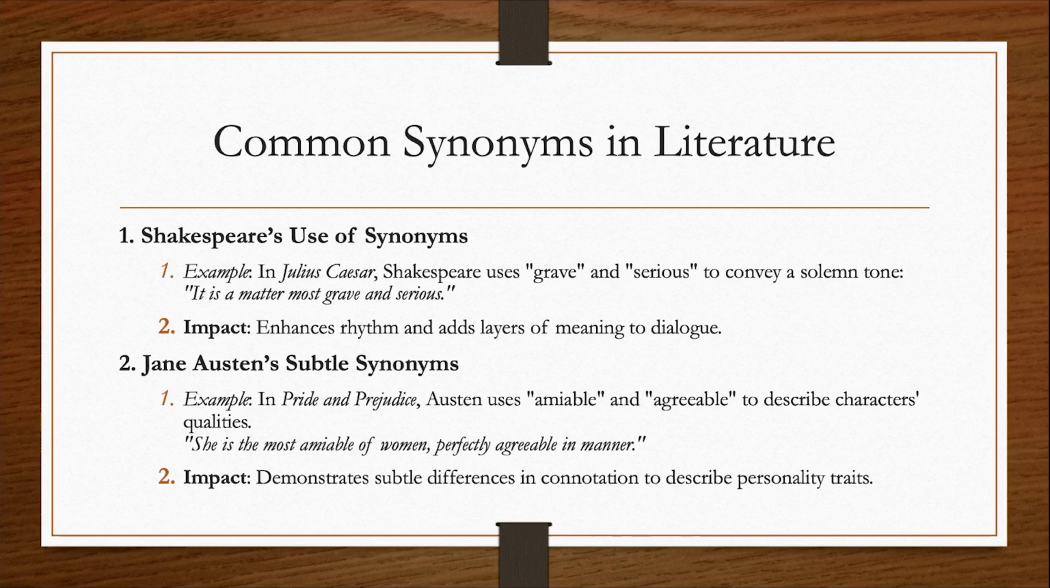All right, now come to Jane Austen. Jane Austen's subtle synonyms. Okay, Pride and Prejudice you might have heard of, and there are other famous works of Jane Austen as well, one of the most popular female writers the English world has ever seen. In Pride and Prejudice, Austen uses amiable and agreeable to describe characters' qualities. For example, she is the most amiable of women, perfectly agreeable in manner. Now you see how beautifully this is expressed. Okay, and it demonstrates subtle differences in connotation to describe personality traits.